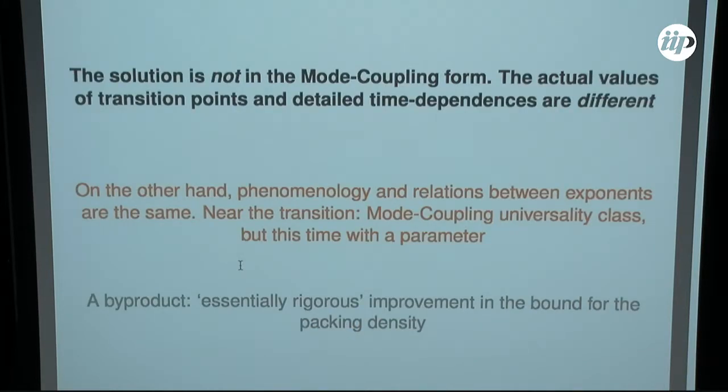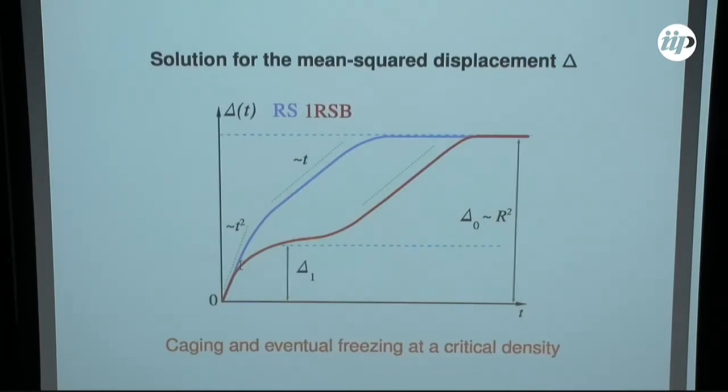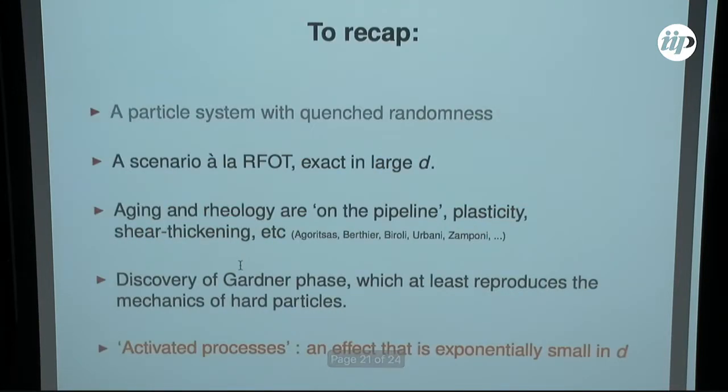what we found is that the solution is and is not of the mode coupling form, because the actual numbers of where the transition happens and so on is different from mode coupling. The actual form of the equation, as I told you, this memory kernel is not a simple function. It's a complicated functional. But the basic phenomenology, when they proposed this p-spin phenomenology, they were right. So what we have is that this large dimensional thing confirms this scenario. Confirms means, yes, it is exact, essentially, in large dimensions.